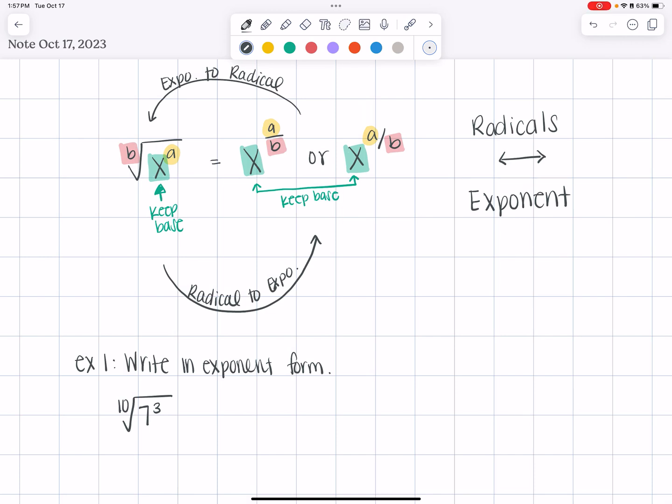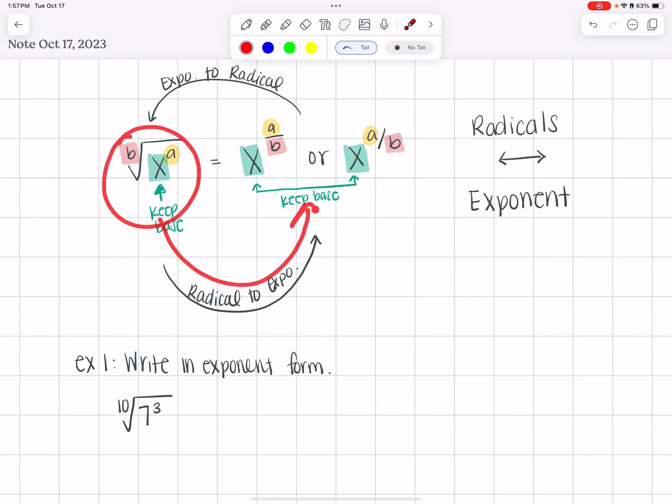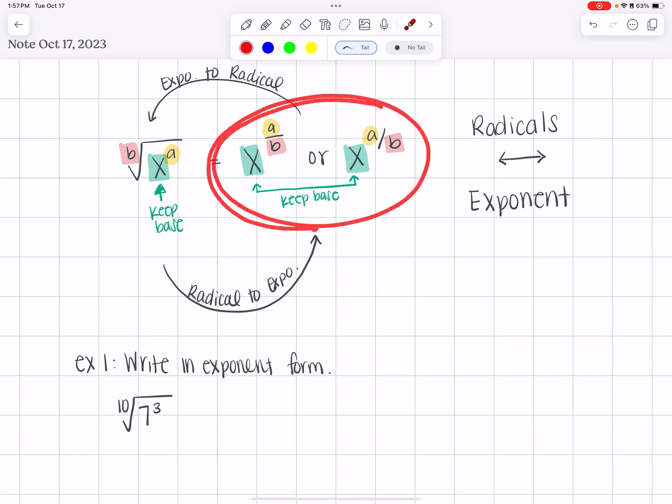Hey guys, so I wanted to do a couple questions out of the homework for the last part of converting radicals to exponents and vice versa. So we have this property on the screen. Going from left to right, that is going to be your radical form to exponential form. The other direction is going to be our exponent form to radical form.